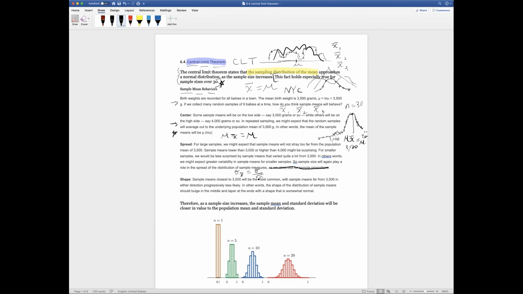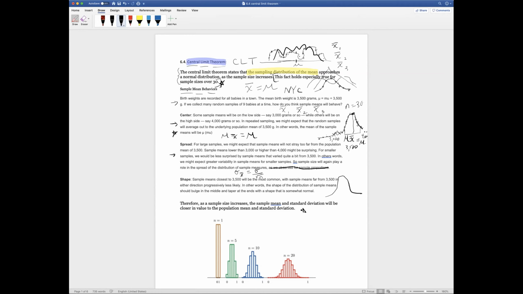of our sample size. And lastly, if we want to talk about the shape, sample means closest to 3,500 will be most common. So like we said over here, we're going to have most sample means coming within the original population mean, which was 3,500, with sample means far from 3,500 in either direction progressively less likely. In other words, the shape of the distribution of sample means should bulge in the middle and taper at the ends, with a shape that is somewhat normal. So we're going to have a shape that looks like this.